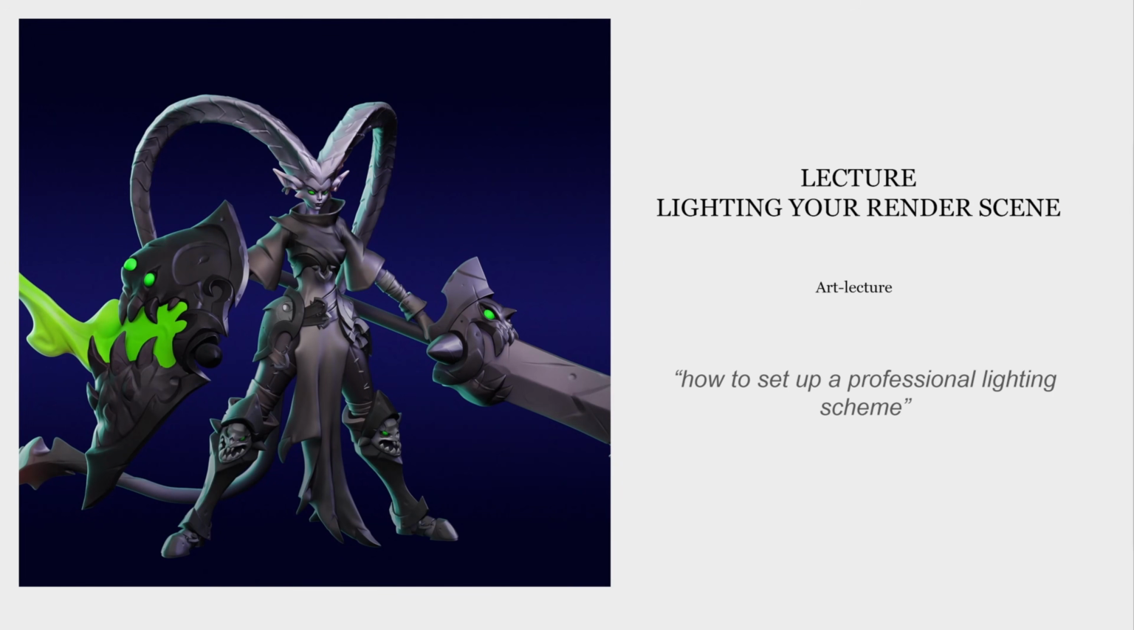Hello everyone, welcome to today's lecture. Here we are going to discuss how to set up lights in your render scene. We will look at light sources used to illuminate the scene, such as spotlight, omnilight, directional light, and HDRI images. We will also talk about the types of light: fill light, key light, and the rim light. Additionally, I will point out common mistakes that beginners often make when working with lighting in their render scenes.